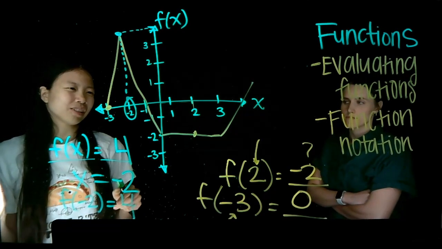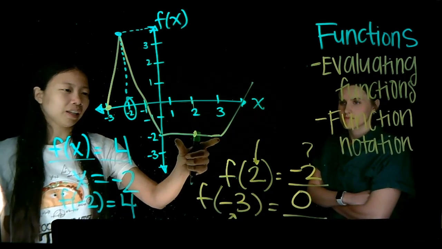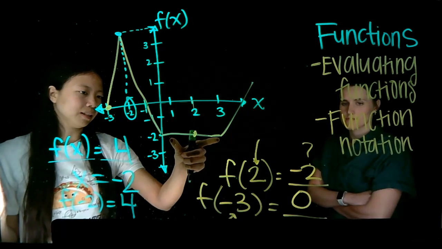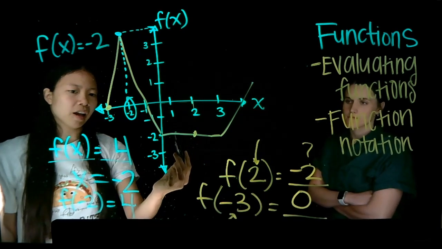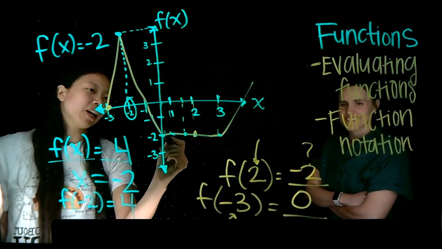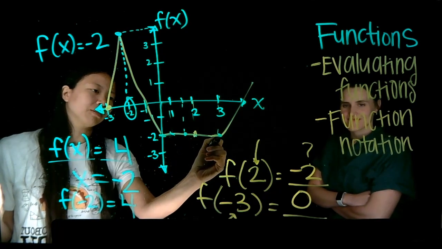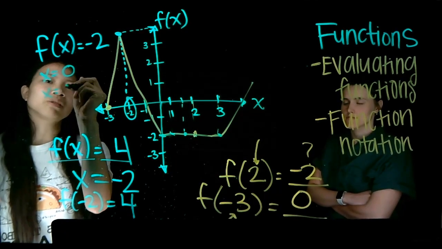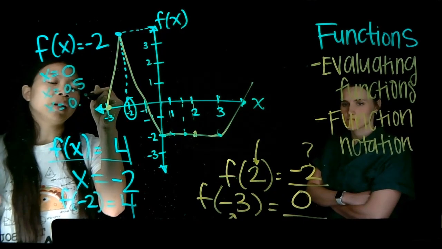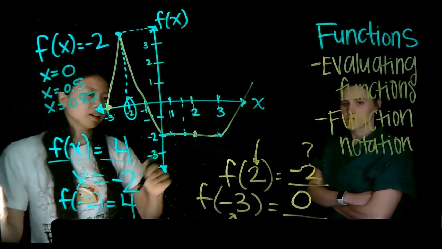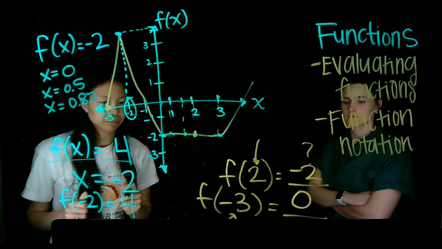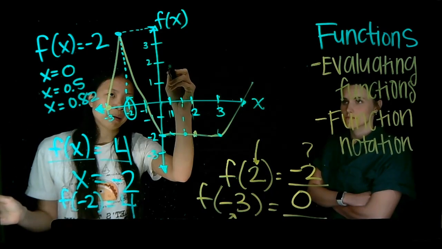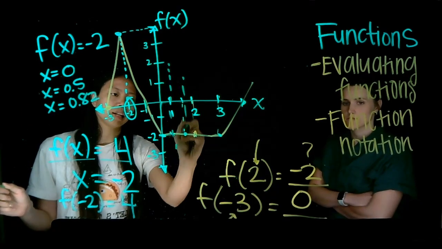We can see here that there's some that might be kind of confusing. Like here, if I said my output is -2, well, there's lots of inputs that could give me that, right? A lot of different values from 0 all the way to 3. We'll talk later about ways to describe that. So x could equal 0, or x could equal 0.5, or 0.82. There's a lot of different options here that can give me an output of -2. But it still is a function because it passes the vertical line test. It only crosses it at one point.